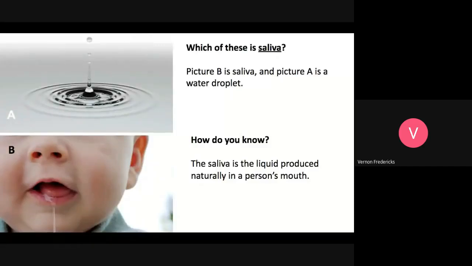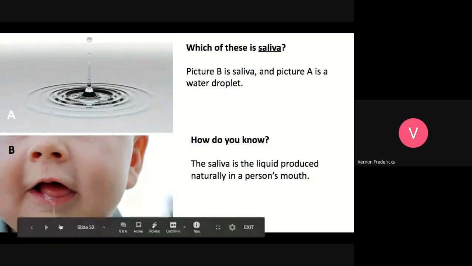Okay. How do you know? Saliva is the liquid produced naturally in a person's mouth. Yeah. So saliva is liquid in a person's mouth. If we don't have saliva, we cannot speak properly. Yeah. We all need saliva to speak. Yeah. And to keep our mouth area wet and moist. Okay. Picture B is saliva.